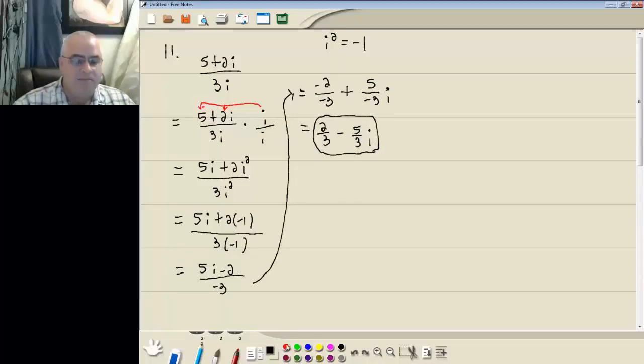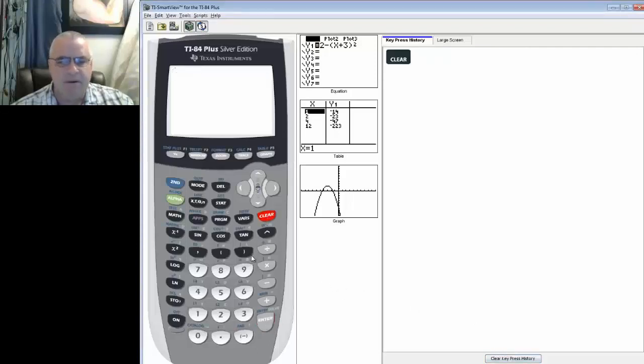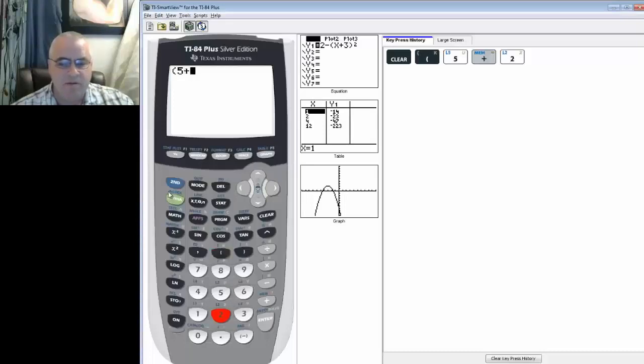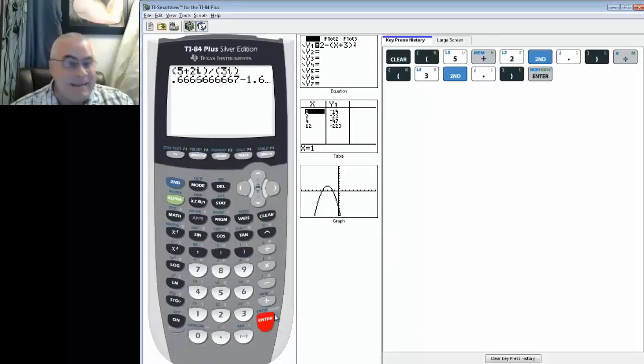Now these can be done on your calculator. The trick to it is, if you have more than a single number or a single i in the numerator or denominator, top or bottom, then put parentheses around it. So when we plug this in, we want to put parentheses around the top and parentheses around the bottom. Other than that, we type it in as we see it, though we will have to do something after we plug that in. Okay. So I do a beginning parenthesis, 5 plus 2i, closing parenthesis, divided by, beginning parenthesis, 3i, closing parenthesis, enter. Get a decimal.